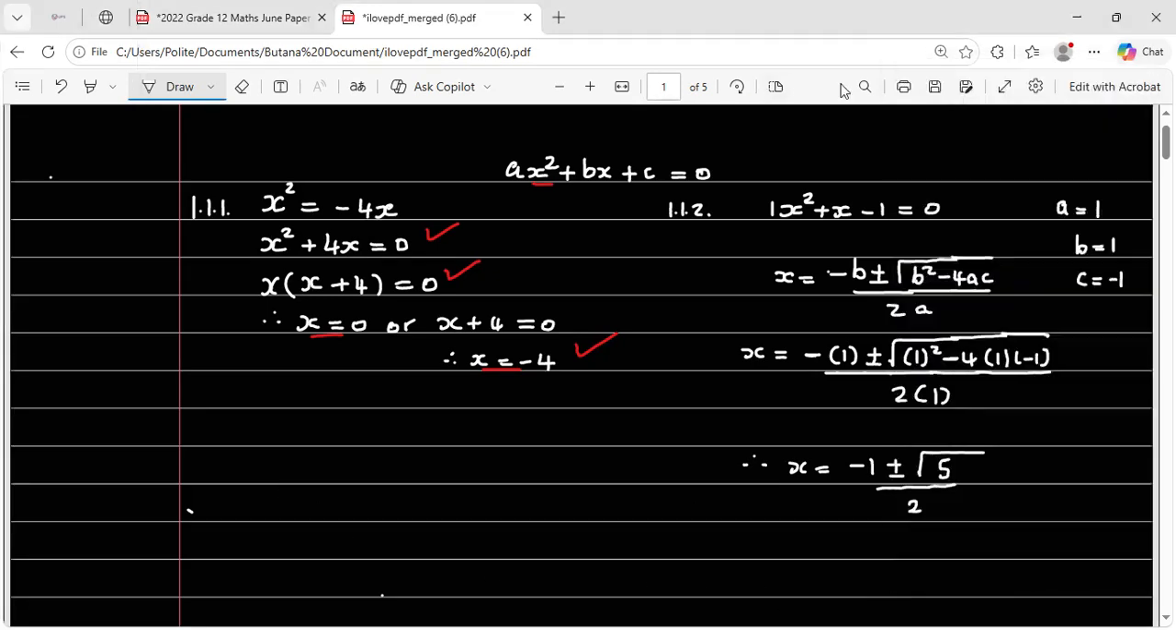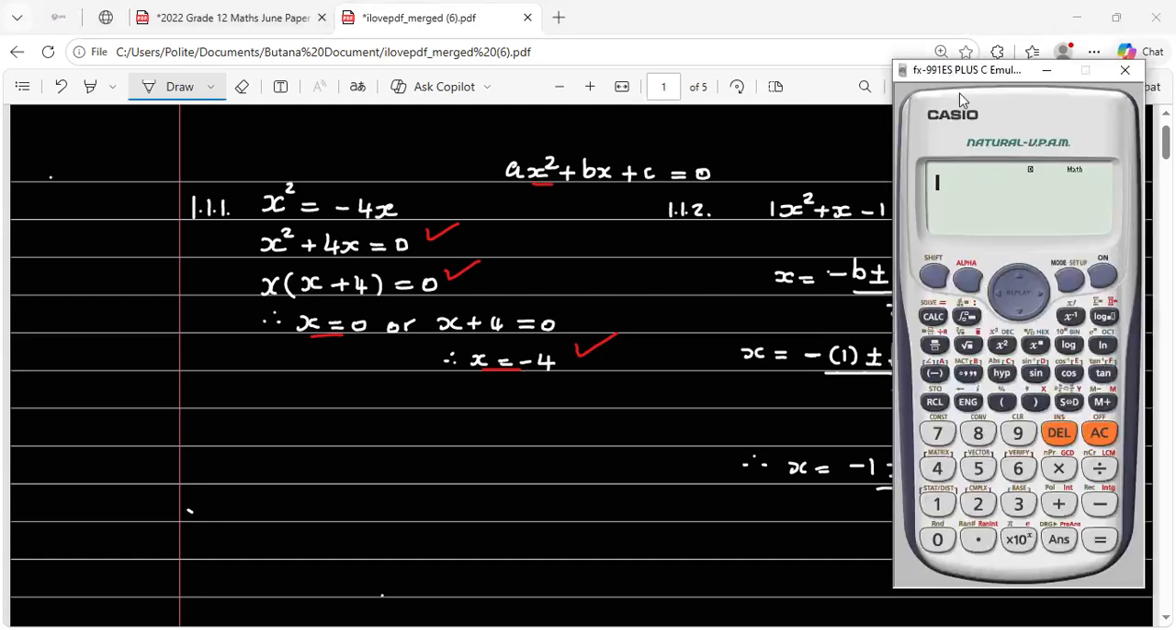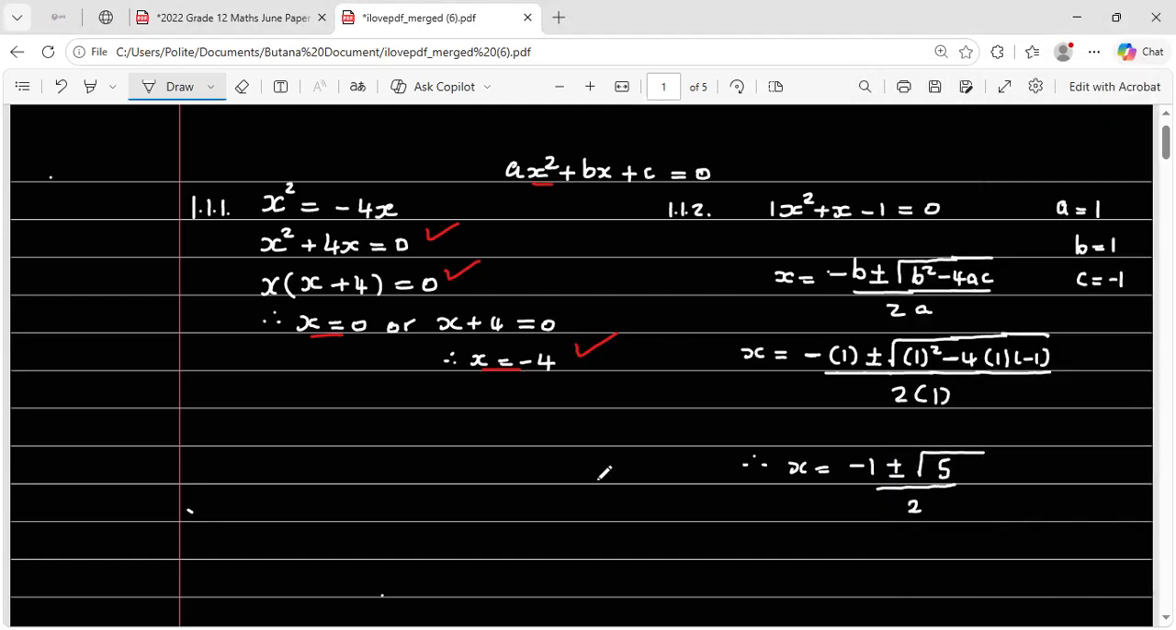Okay, so this is my calculator. I'm just going to try and move this guy to this side.